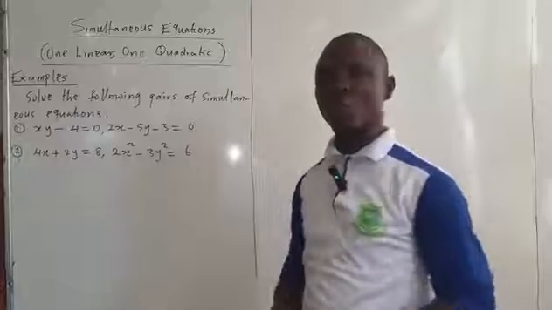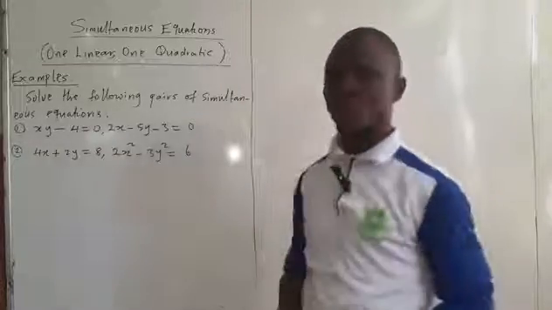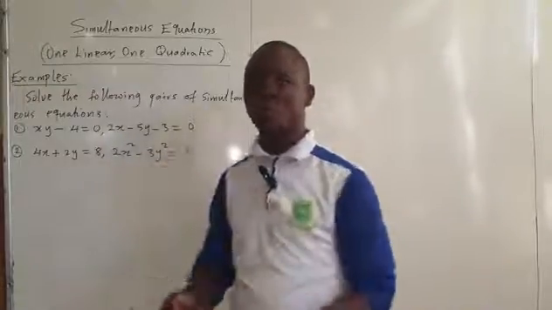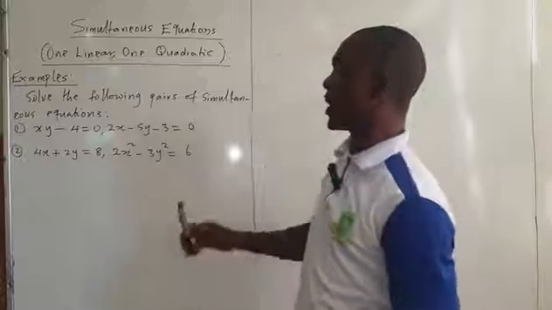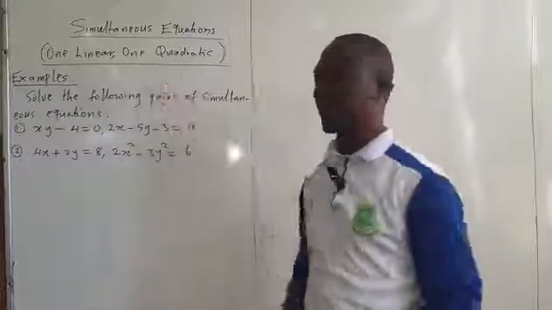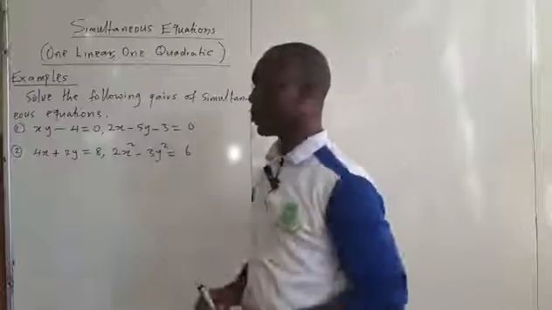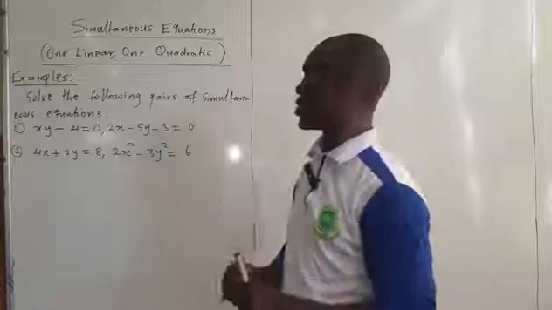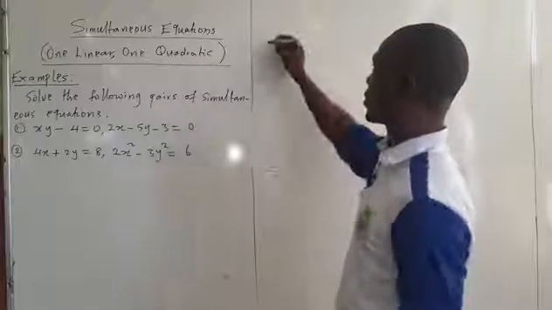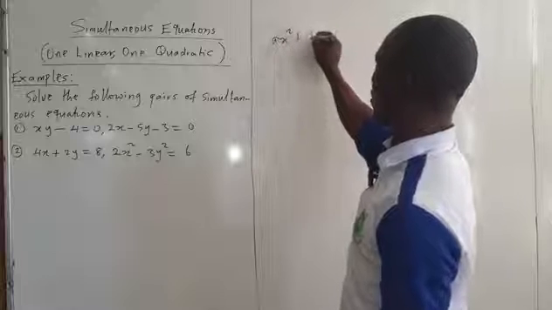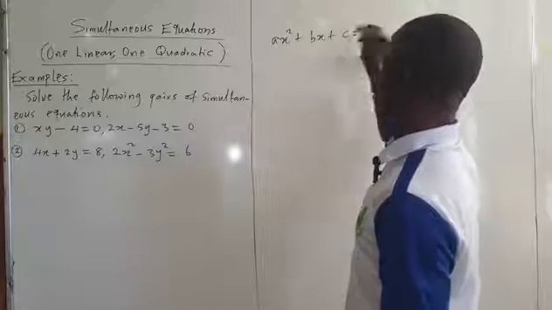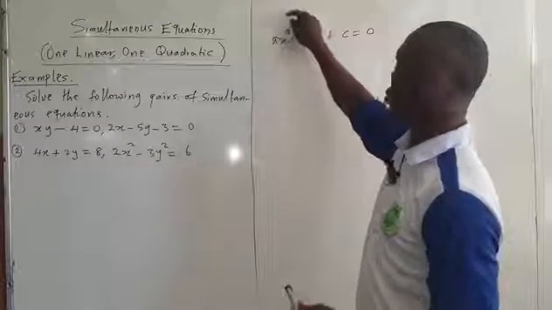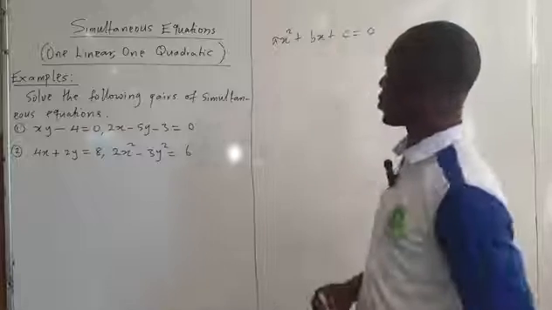In simultaneous equations, we have different forms as well. The first form is when the two equations given are both linear. But the one we are looking at is one linear, one quadratic equation. And to do this, as you know, we have different forms of quadratic equation. Like the general form of a quadratic equation, which is ax squared plus bx plus c equals 0, where the highest power of the unknown, which is x, is 2. So this is one form of quadratic equation.